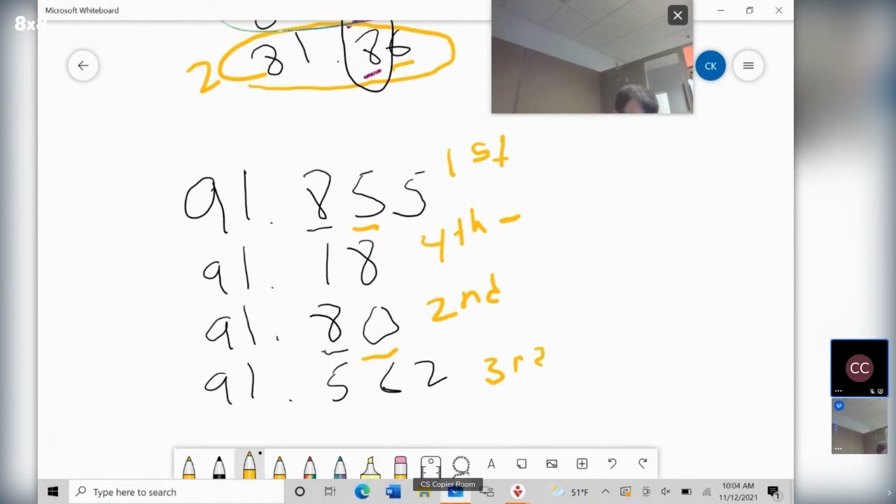I mean, if this was A, B, C, D, and it said to put them from smallest to largest, the sequence would be B would be the smallest, D would be next, C would be next, and A would be first, if you're doing it from smallest to largest. Okay.